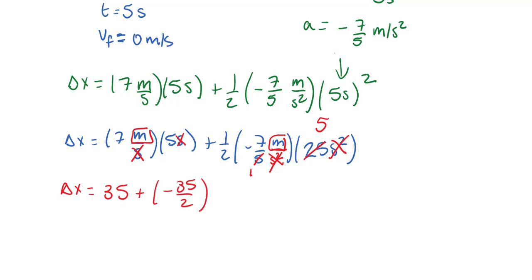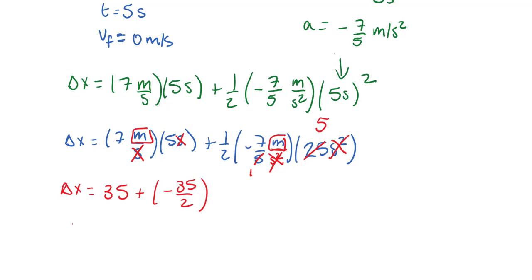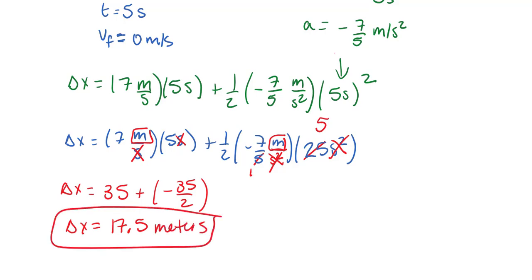So now let's go ahead and solve. We have 35 minus 17.5, so then we should just get 17.5. And this is in meters. So that's the distance from when you started to apply the brakes. In those 5 seconds, he went 17.5 meters.